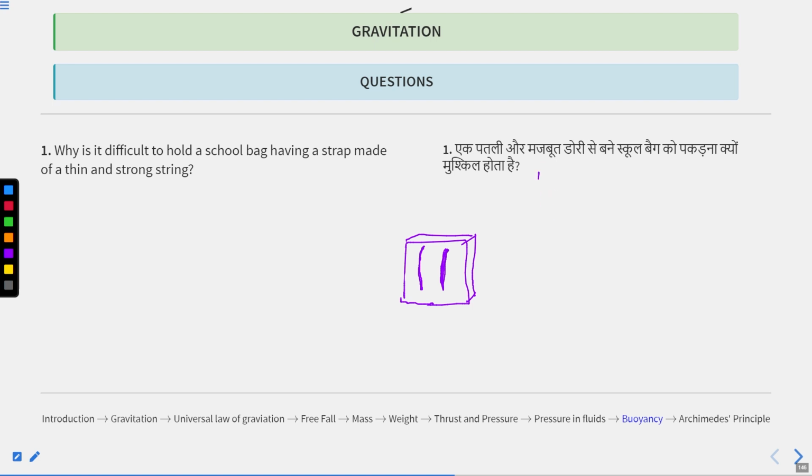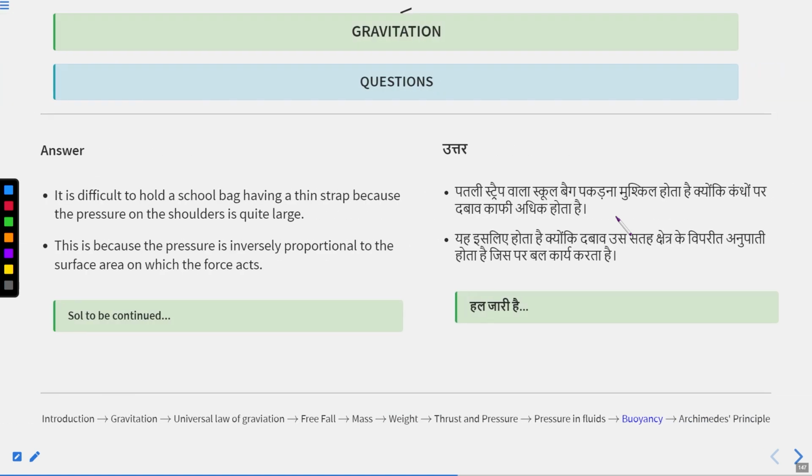And the answer is, we know that pressure is equal to thrust divided by area. Thin straps have a smaller area of contact between your shoulder and that strap. So pressure will be high. So your shoulder has to bear a lot of pressure because of this thin strap. That's why it is difficult to hold a school bag. Is it clear, class? It is difficult to hold a school bag having a thin strap because the pressure on the shoulder is quite large.